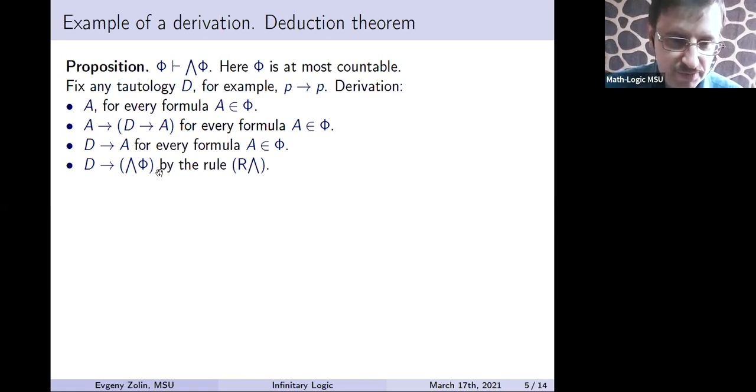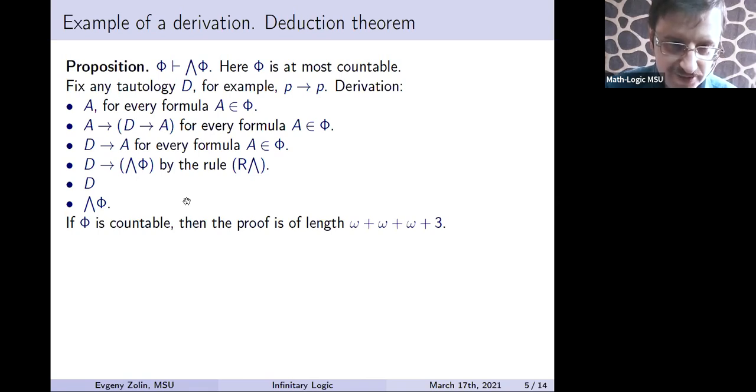Next, we write this formula, D implies conjunction phi. It is obtained from these infinitely many formulas by our rule of conjunction. We have already infinitely many formulas of the form D implies A, so we can apply the rule and obtain this formula. Then we write D. It is a tautology, so it is an axiom of our logic. And then by modus ponens, we obtain this conjunction phi. So the formulas in this derivation are ordered as omega plus omega plus omega plus 3.